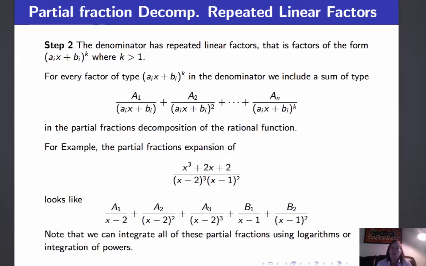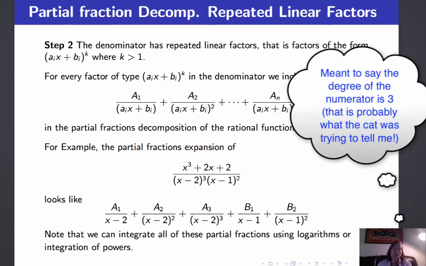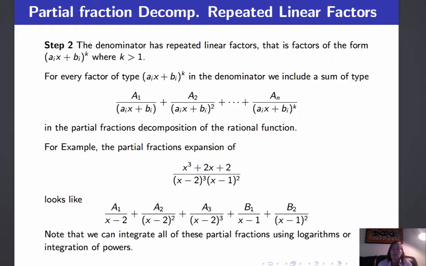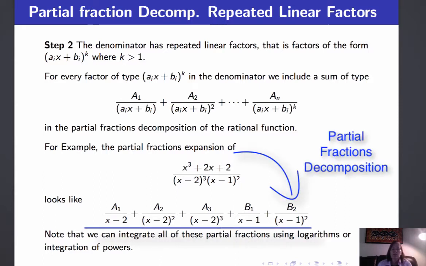Suppose I want the partial fractions expansion of the rational function x cubed plus 2x plus 2 over x minus 2 cubed times x minus 1 squared. This is a proper rational function. The degree of the numerator is 3, since it's x cubed, and the degree of the denominator is 5. So according to the above prescription, the partial fractions decomposition should look like this.